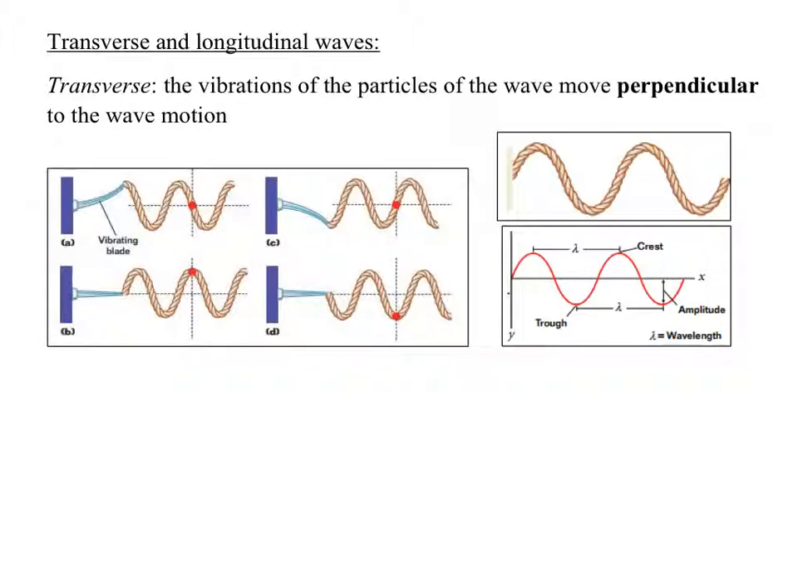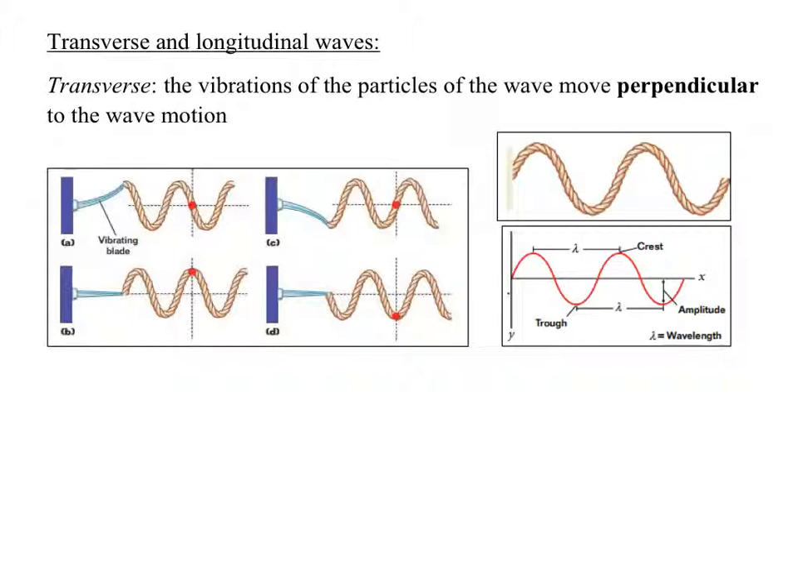Transverse. Think about a rope. That's what you're seeing here. Some sort of a rope. And there's a source on the end that's periodic, a vibrating blade. Imagine you pull down on this blade and let go. The blade's going to do this, right? Which is going to cause the rope to continue to make waves over and over again.